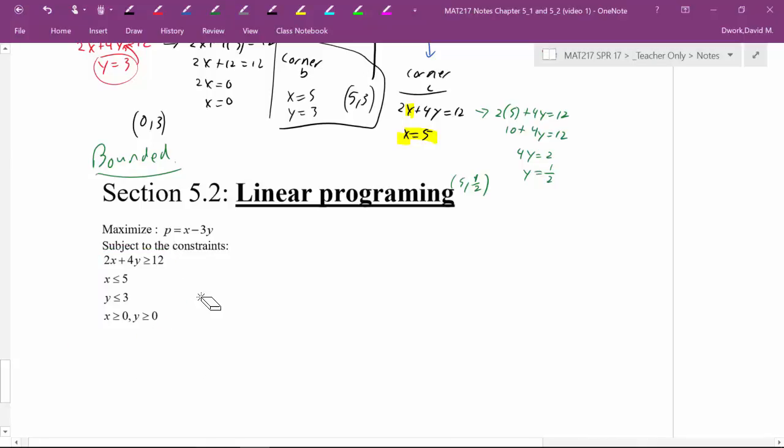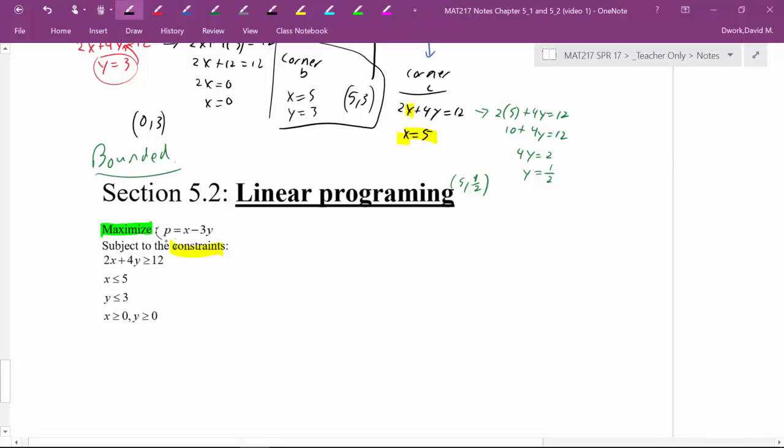We have the exact same set of, well, before we called them boundaries, now we're going to call them constraints. Because the idea here in linear programming problems is really simple. They're going to ask us to either maximize something or minimize something. Now, this problem is asking you to maximize.